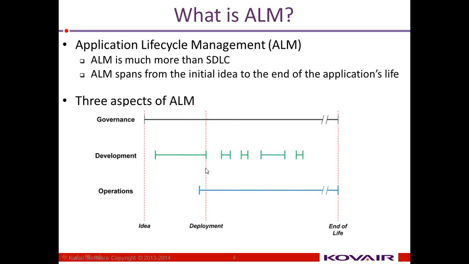Now, these three aspects of ALM, that's the governance, development, and operations, are tightly connected to one another. Every organization wants to do all these three aspects well, but it's not easy. The selection of right tools makes it easier. These tools should not only be integrated horizontally, but vertically as well. For example, the project management tool should be connected to the development tools, which in turn should have connections to tools used for operations.